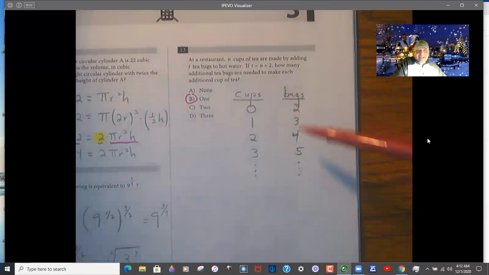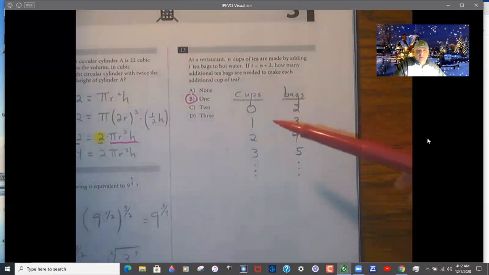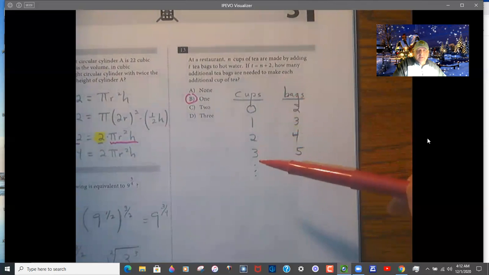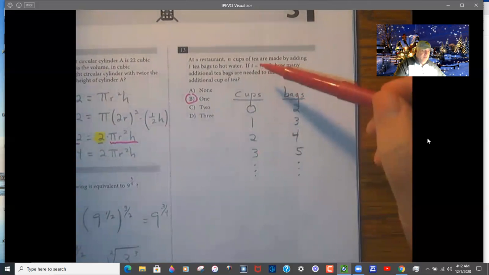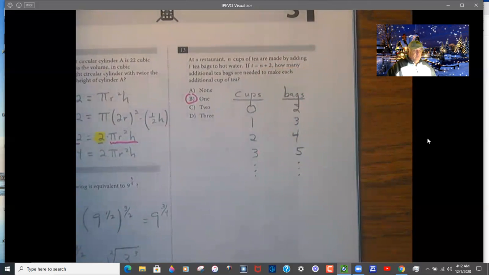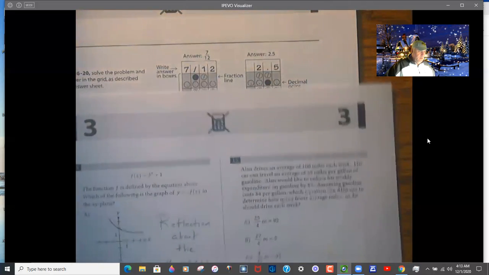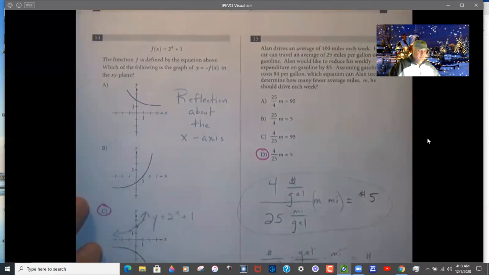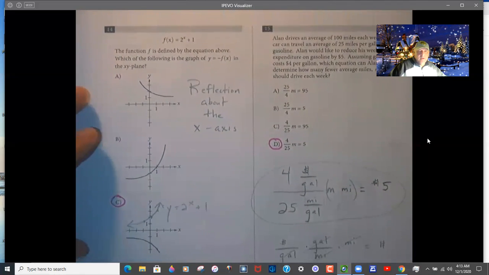So here's an XY table with this. So 0 cups, you have 2 bags, 1 cup, you have 3 bags, so on and so forth. So how many additional tea bags are needed to make each additional cup of tea? So as you flow down here, it's just 1 more each time. And so that's like the slope that you can look at also there. Sometimes it helps to write things out a little bit, draw things out.